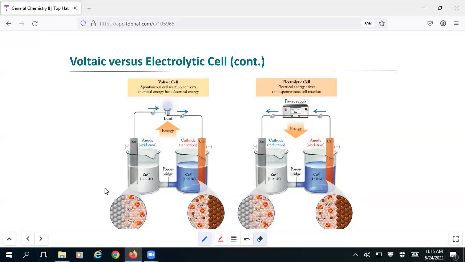But what it does show is that there is a distinct difference. I can have a voltaic cell that generates its own electricity, and that electricity can be used to power things like light bulbs or buzzers or switches or electronic devices, telephones, laptops, you name it. But I can take that same chemical reaction, hook it up to a power source, and drive it the other way if I wanted to, if there was some reason to.